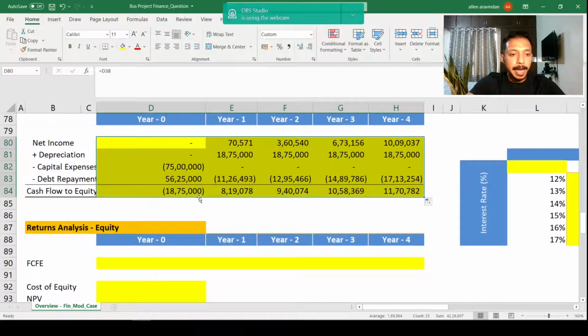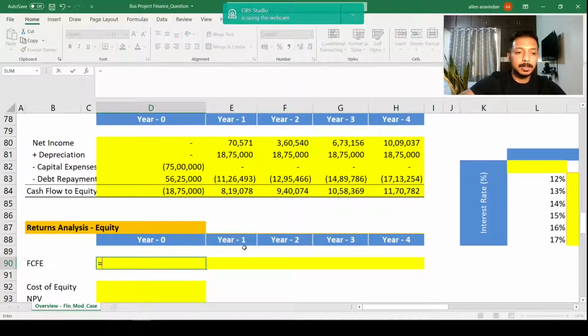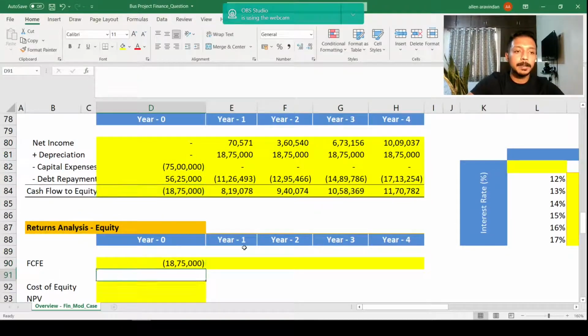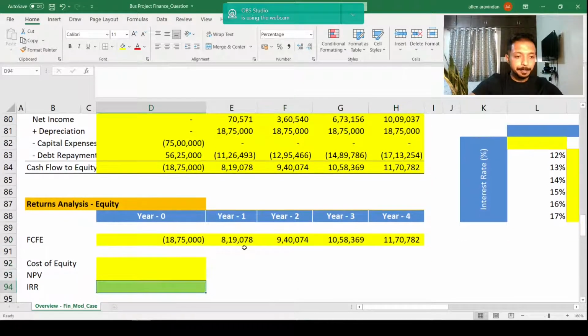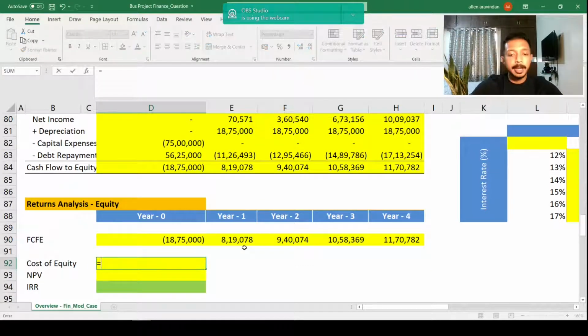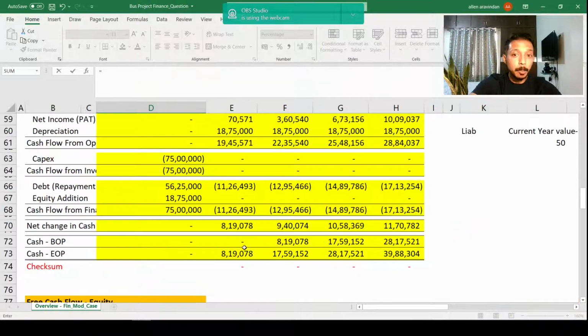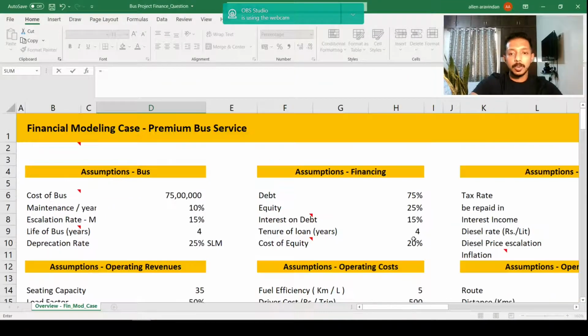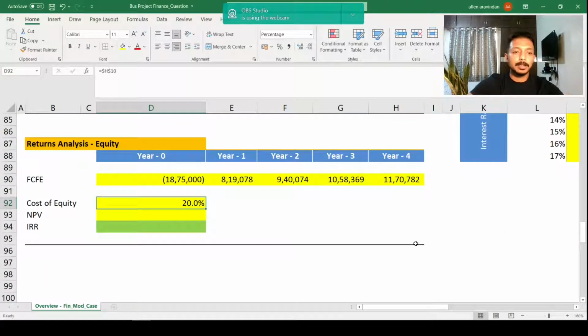And once we have that, we'll just do a return calculation quickly. So let's drag this across to 4 years, right? And now, remember the cost of equity, which we spoke about initially, is 20%, which is the opportunity cost, right? So I want to find out the present value of all the money that I'm going to make in these 4 years. Now that's where the concept of NPV and IRR comes in, right?